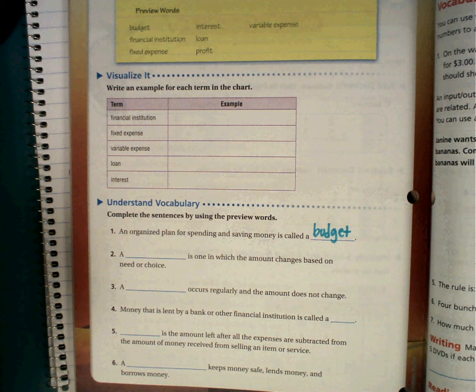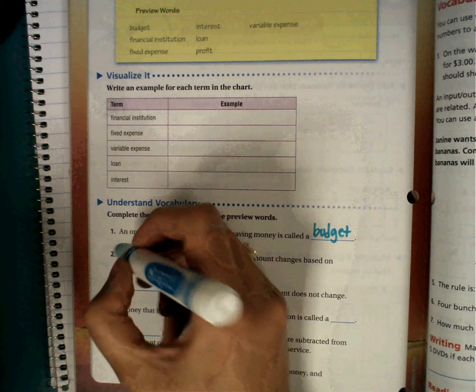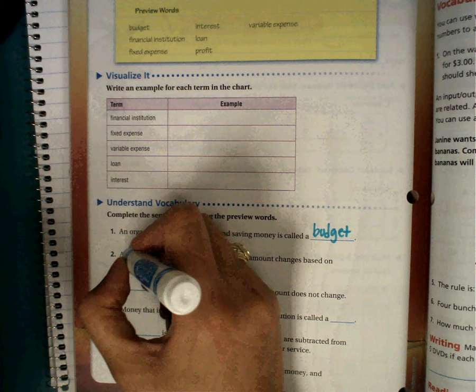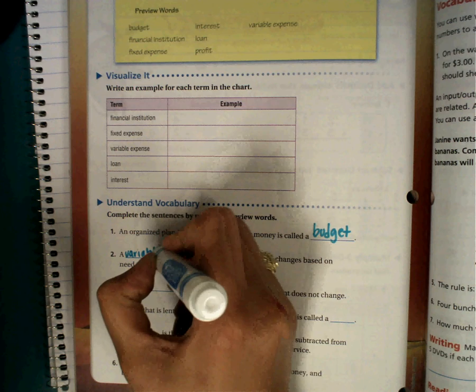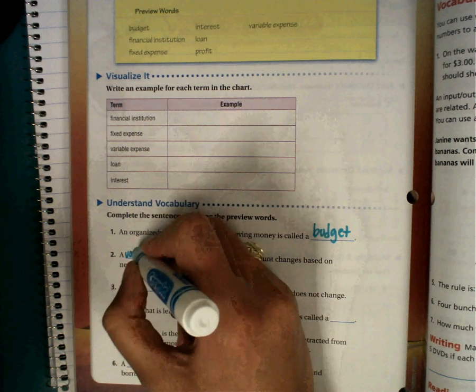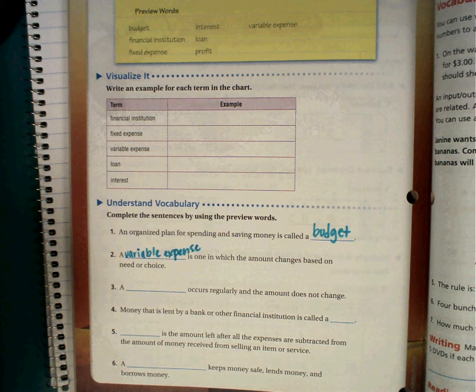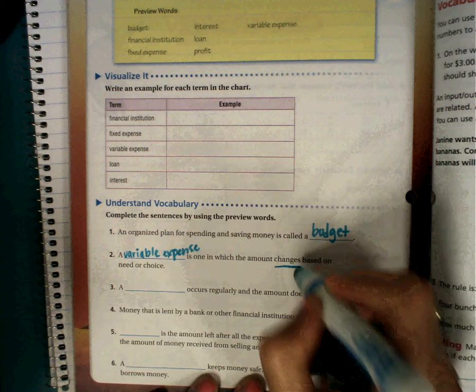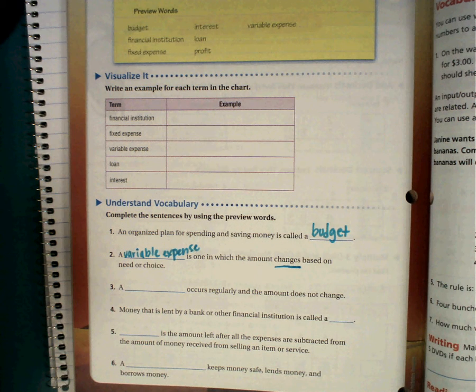All right, so a blank is one in which the amount changes based on need or choice. That is a variable expense. Oh, we're going to have to write small. All right, so remember that variable means it's going to change. So see this word change right here? That's how I knew that. Based on need or choice.